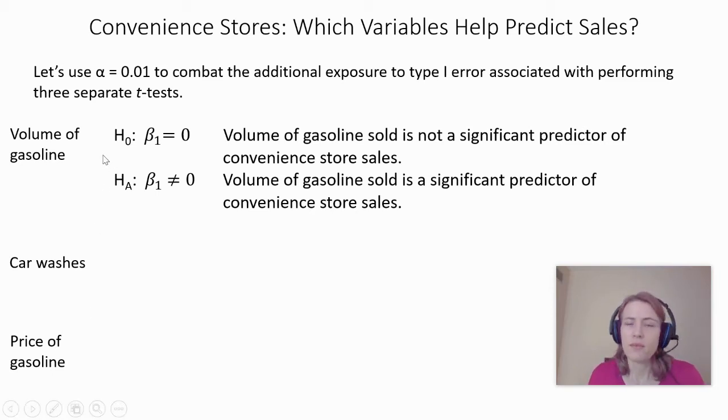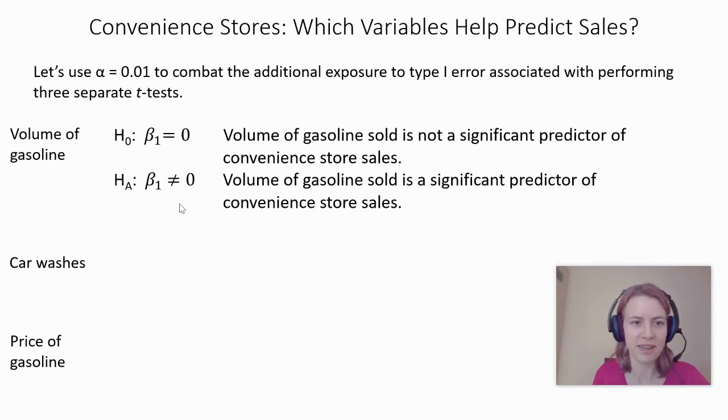So let's think about our first predictor, the volume of gasoline sold. Does that help predict convenience store sales? The null hypothesis is that no, it doesn't. It's not a significant predictor. In which case, the partial slope for the volume of gas sold, beta 1, would be equal to 0. There's no linear relationship between those 2 things. Alternatively, there is a linear relationship, so that partial slope does not equal 0.